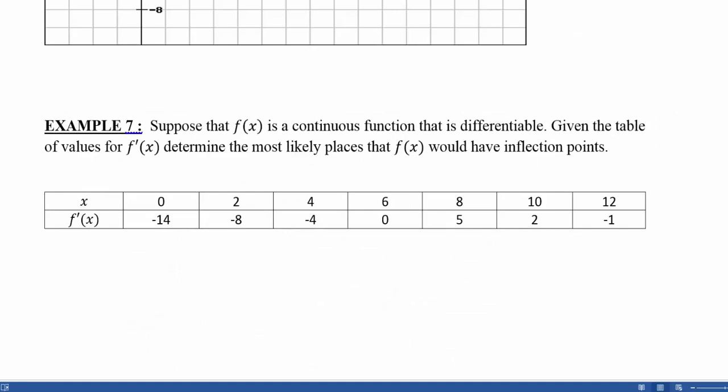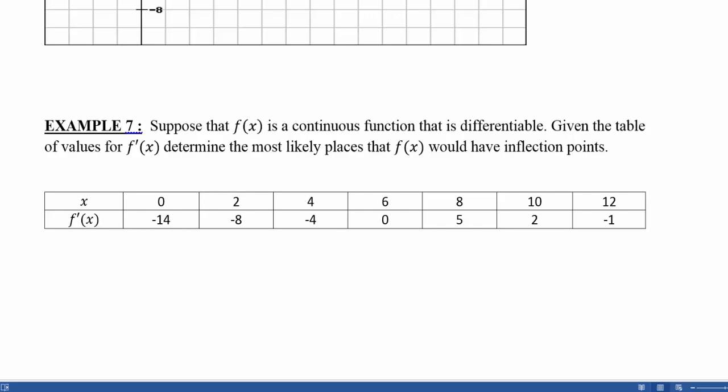Example 7. Suppose that f of x is a continuous function that is differentiable. Given the table of the values for the derivative f prime of x, determine the most likely places that f of x would have inflection points. So again, when we have information about the first derivative, we're looking for the places where we change from increasing to decreasing or decreasing to increasing, because that is where the second derivative is changing signs.